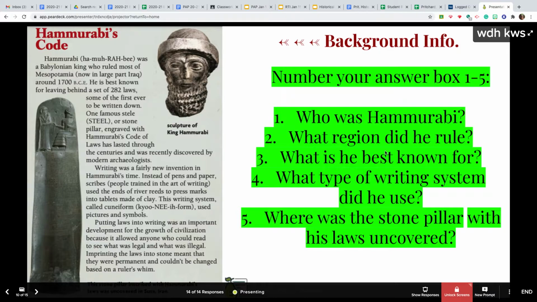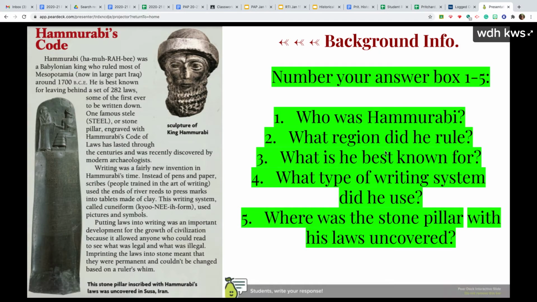Okay, now, who was Hammurabi? A Babylonian king. Okay, he was a Babylonian king. What region did he rule? Mesopotamia. Okay, what's he best known for? Leaving 282 laws. Okay, he was the first one that wrote down any laws.